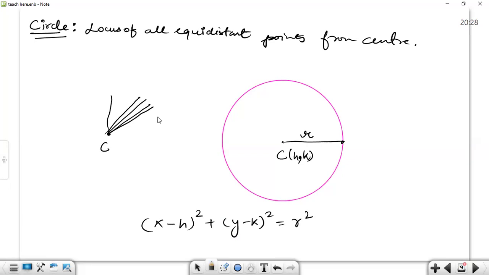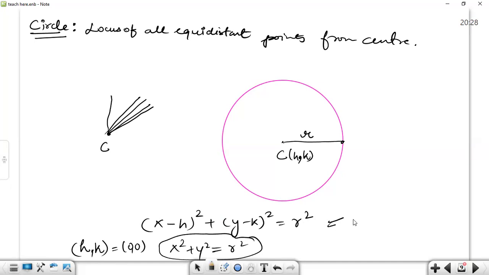If the center of the circle is on the origin, then h and k become 0 and 0, right? So the equation of the circle can be represented as x square plus y square equals r square. This is the general form, and this is also very useful. Both of these are equations of a circle. Is this clear to you, everyone? Yes, sir. So this is about circle.